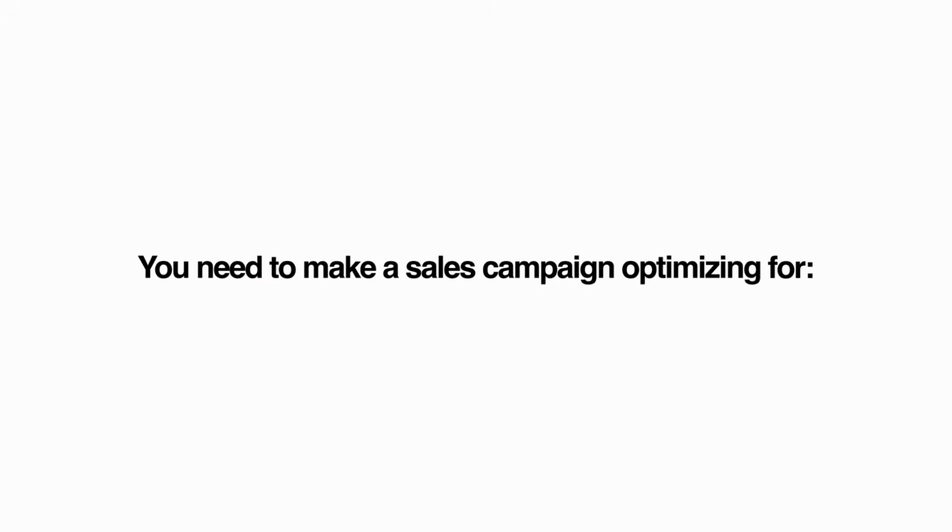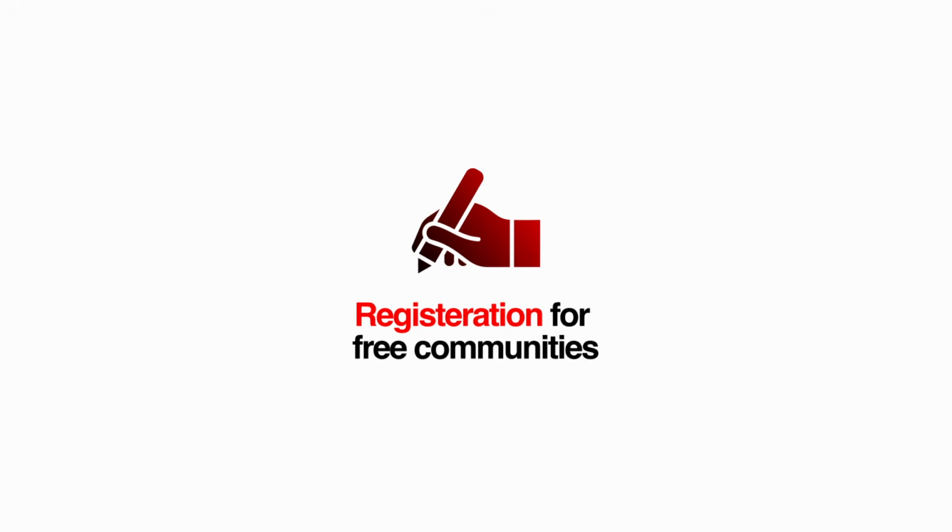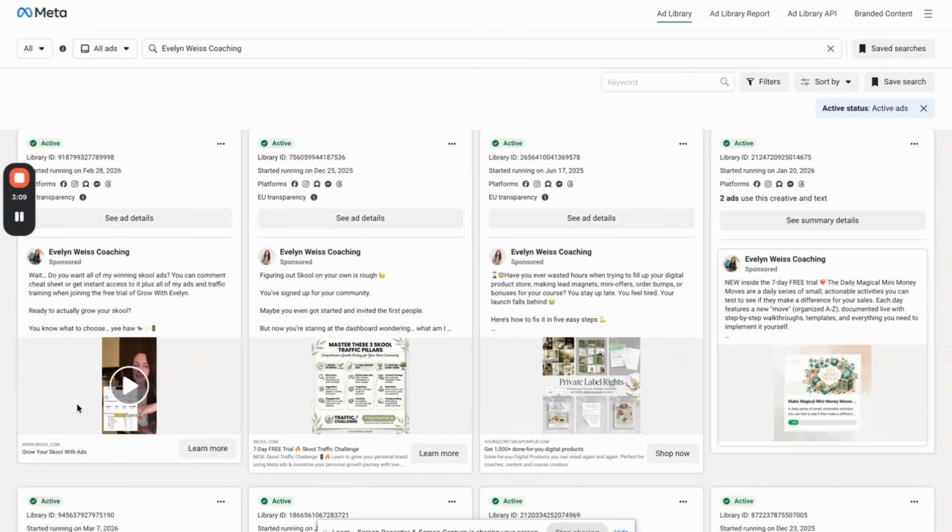You need to create a sales campaign optimizing for purchase if you have a paid community, optimizing for complete registration if you have a free community, and then you just pull that actual ad, that actual reel or post that you made, and you write the copy along these lines.